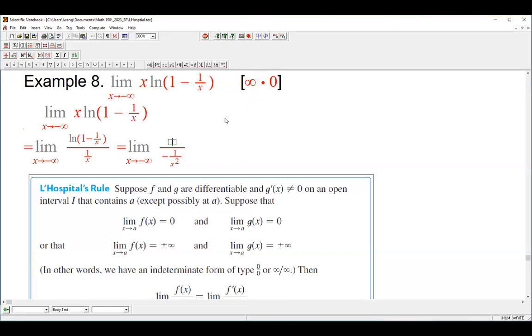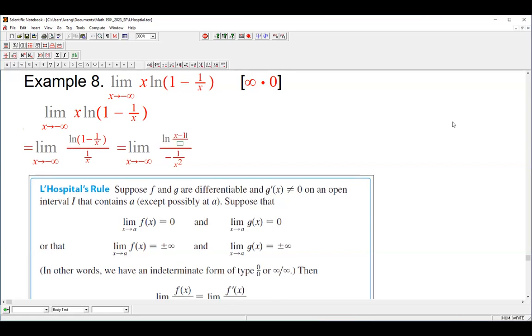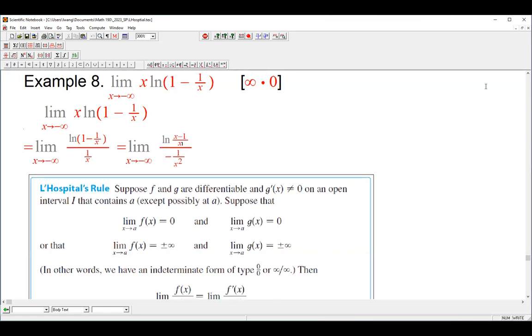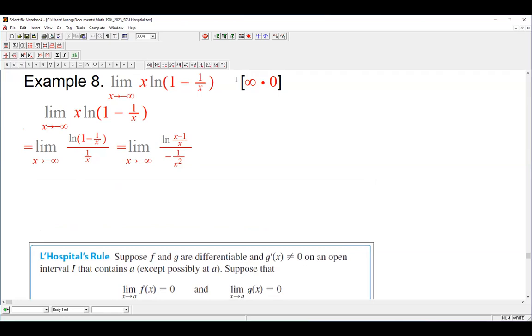The numerator, what do we get? Well, we're going to take a derivative, right? Derivative of... find a common denominator. So that's going to be x minus 1 over x, right? And this whole thing, we're taking the derivative. Let me think out loud.